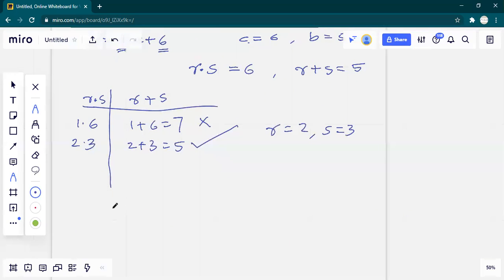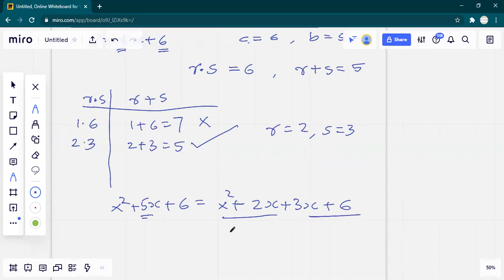So let's rewrite the x squared plus 5x plus 6 using these values. x squared plus the 5x can be split as 2x plus 3x because of the rx and the sx, and the last term 6. Now we can group these two terms and these two terms. That's equal to x squared plus 2x plus 3x, and we can factor the 6 as 2 times 3, this r and s.